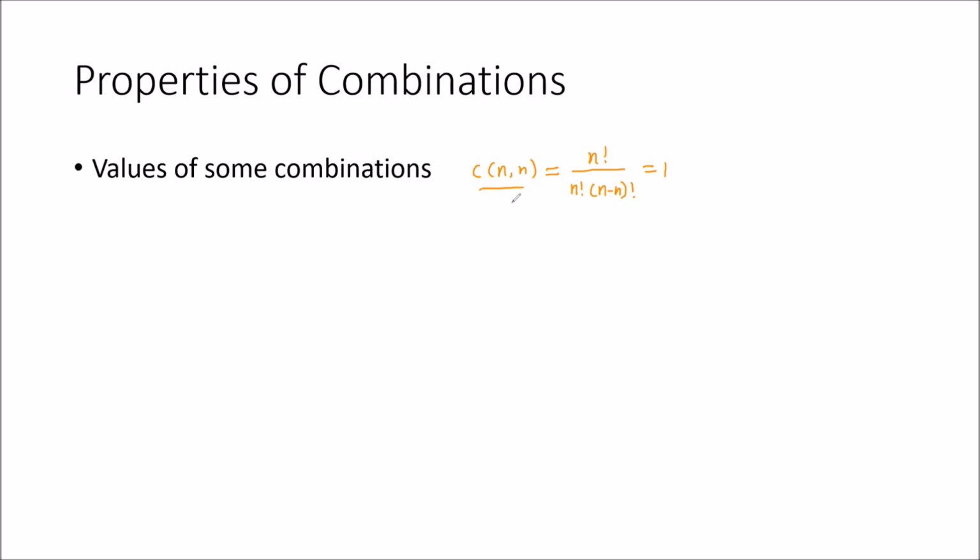So C(n, n), what does that mean? It means that you're going to select n people from n people without ordering. So you select everybody. That's it. One way.